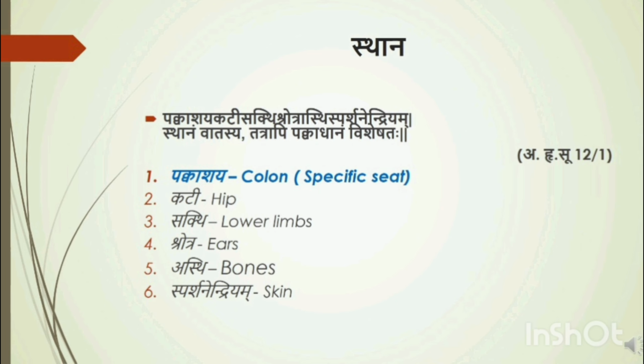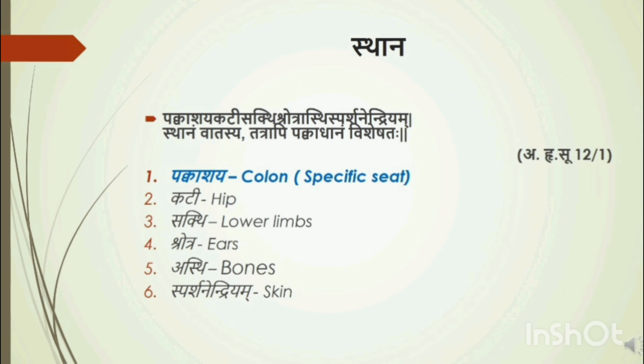So you should remember Pakvashya as the specific seat, and the other sthanas of Vata Dosha include Kati. Kati means the hip area. Sakti means the lower limbs. Shrotra means the ears. Asti means bones. Sparshanendriya means skin. So it's very easy to remember. Pakvashya can be correlated to colon.